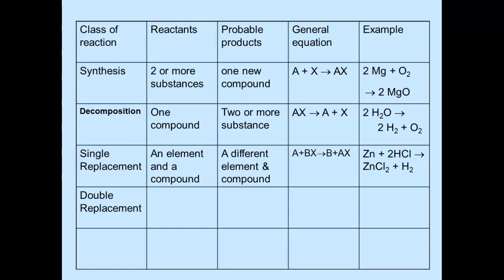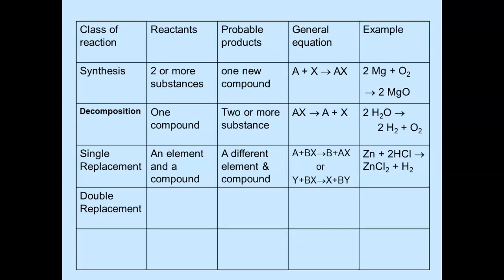Double replacement is the next kind, and oh wait, sorry, let's go back. The other equation is you can replace the back of the equation. So here we have Y replacing the X. It kicks the X out, so the X is by itself, and now the B is with the Y. You can replace the front or the back.